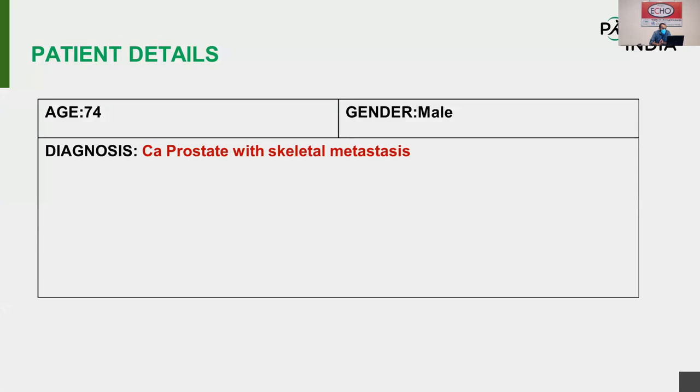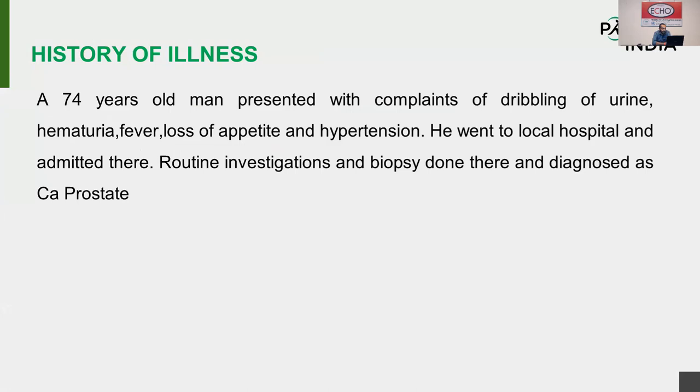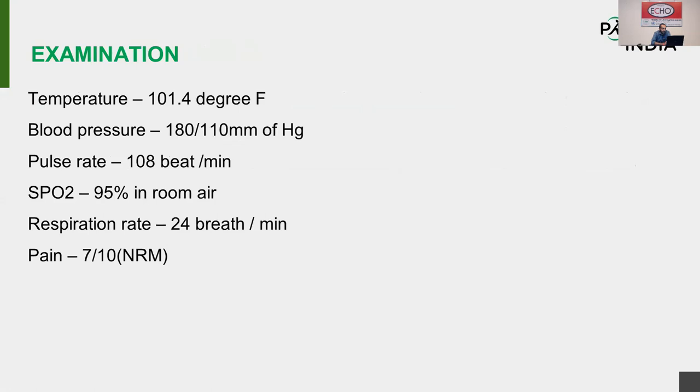About the patient details: a 74-year-old male patient diagnosed with cancer of the prostate with skeletal metastasis. Presenting complaints are dull pain in the lower pelvic area, dribbling of urine, difficulty starting urination, hematuria, and excessive urination at night. History of illness: a 74-year-old man presented with complaints of dribbling of urine, hematuria, fever, loss of appetite, and hypertension. He went to a local hospital, was admitted there, investigations and biopsy were done, and he was diagnosed with cancer of the prostate. During examination, the temperature is 101.4 degrees Fahrenheit, blood pressure is 190 by 110 mmHg, pulse rate is 108 beats per minute, saturation is 95% in room air, respiration rate is 24 breaths per minute, and pain is 7 out of 10 on the NRS scale.